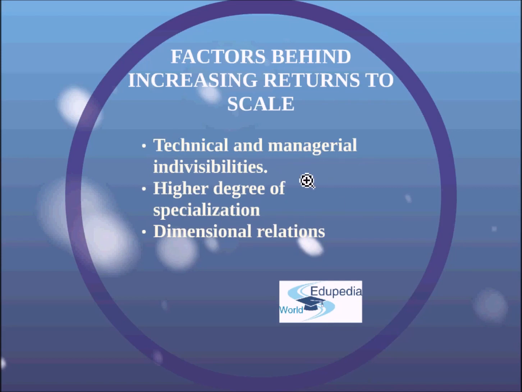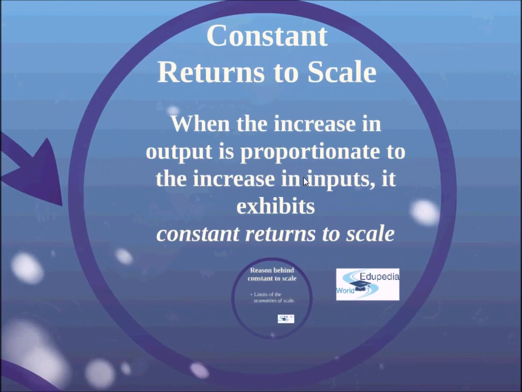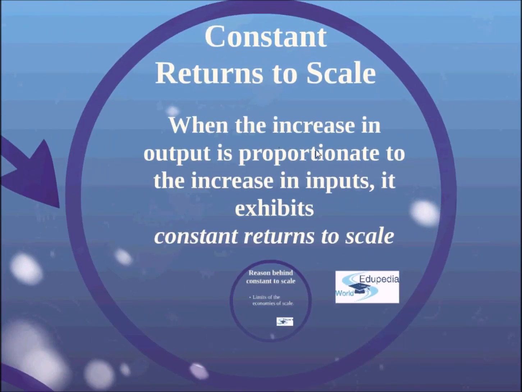Let's move on to the second possibility, that is, when the increase in output is proportionate to the increase in input, it exhibits constant returns to scale. That is, suppose I double my labor and capital force, the quantity produced will also get doubled. So that situation is constant returns to scale. Let's see how.